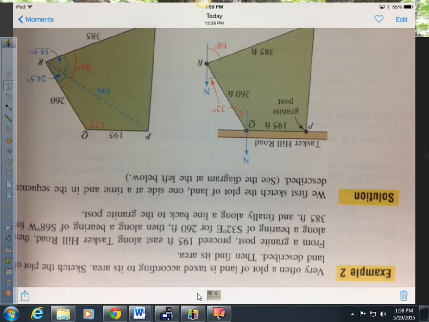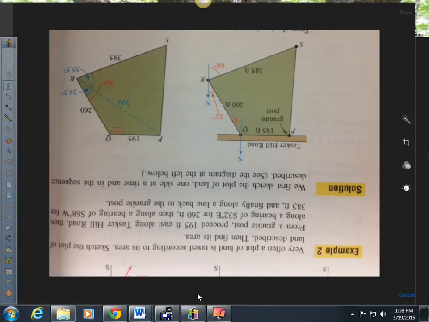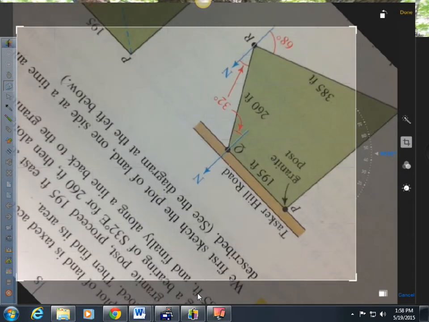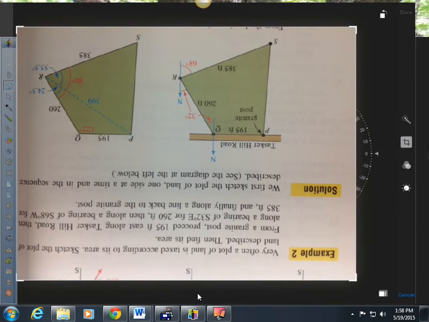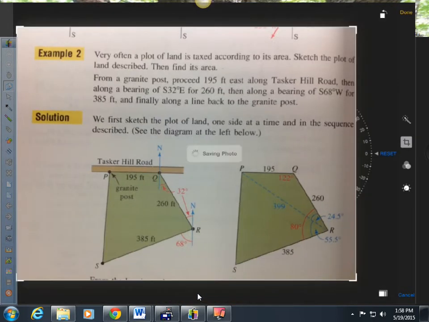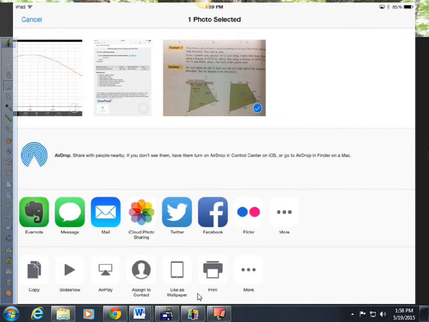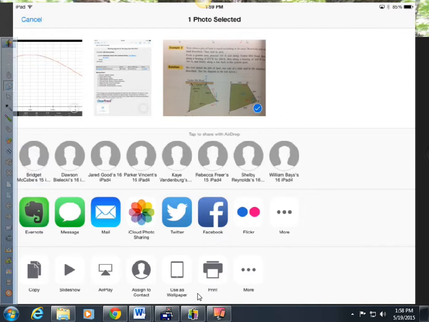Alright. Let me just edit it first, and then we'll send the edited version. Which one will do the rotate for me? Alright, so I'm going to AirDrop to Bridget, to Dawson, to Jared, to Parker, to Kay, to Rebecca, to Shelby, to Will, to Anna, to Cheyenne. Is there anybody I did not get? Okay.